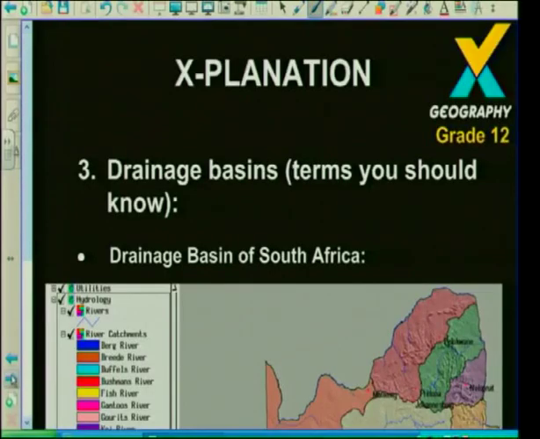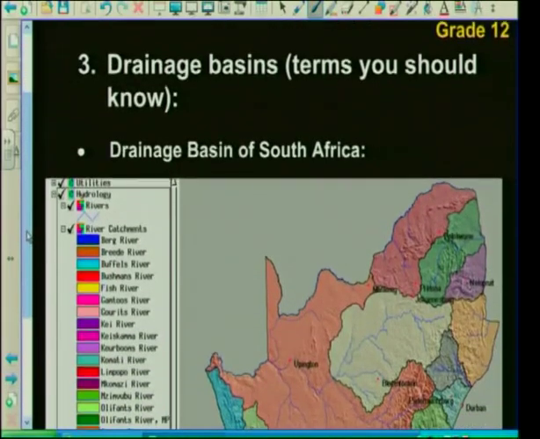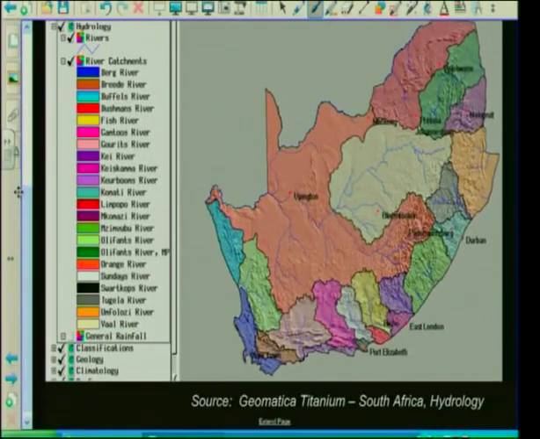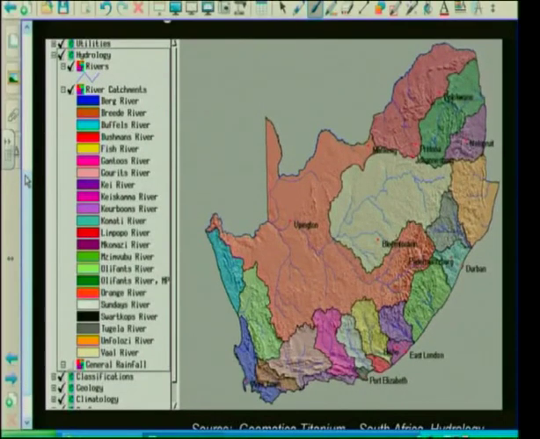Okay, now moving on, it says drainage basins terms you should know, and this is just a nice slide to show you the different drainage basins that are found across South Africa. And if you take a closer look, we can see that the rivers have been highlighted in blue, and you will notice that these drainage basins go right around. They're not specific to any provinces, okay? For example, you will see KwaZulu-Natal here has got two separate drainage basins within the same province. So it's not dictated by province.